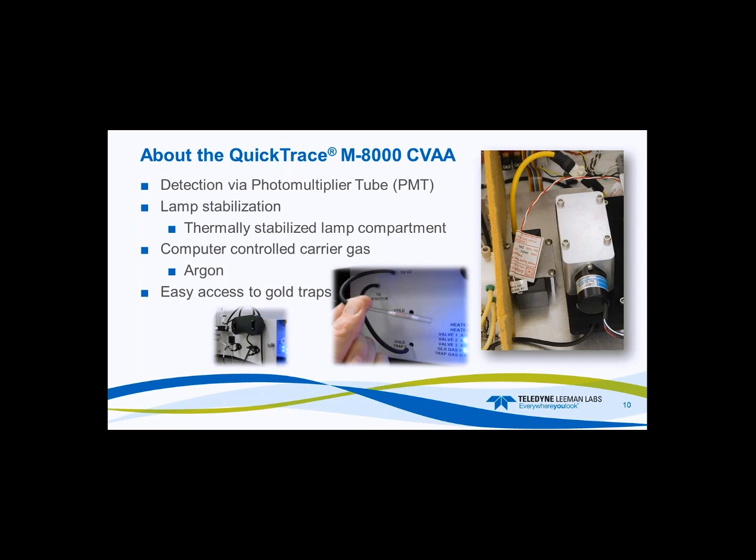The detection for this system is by a photomultiplier tube. We also have lamp stabilization, a thermally stabilized lamp compartment. The carrier gas is computer controlled, and it's argon. As you know, other gases in an atomic fluorescence system will quench the signal, so you should only use argon. Oxygen and nitrogen can reduce the signal by as much as 30%.